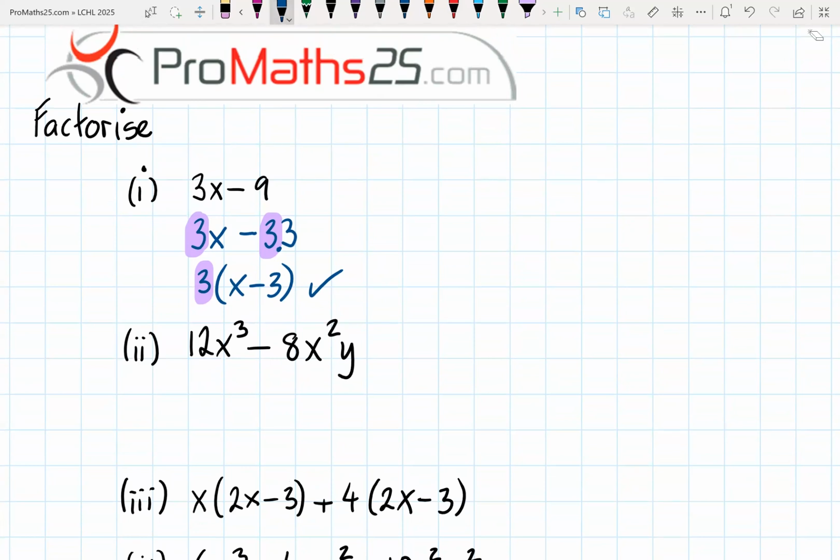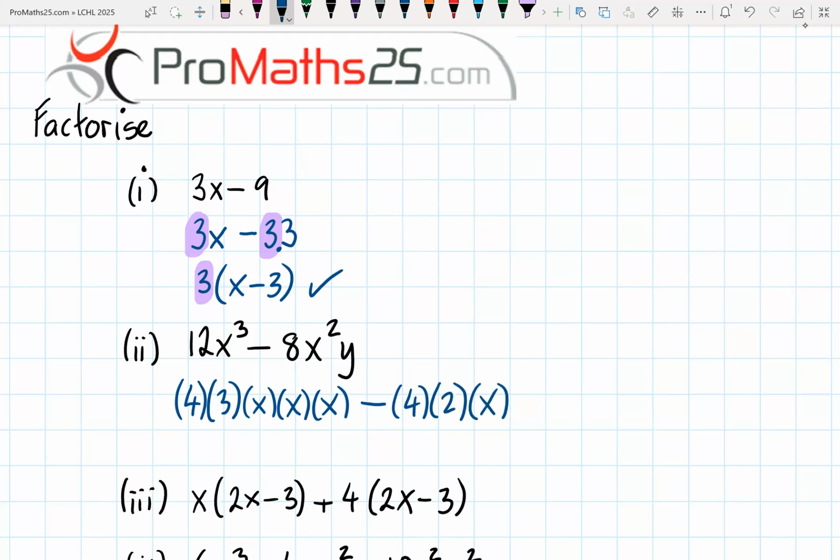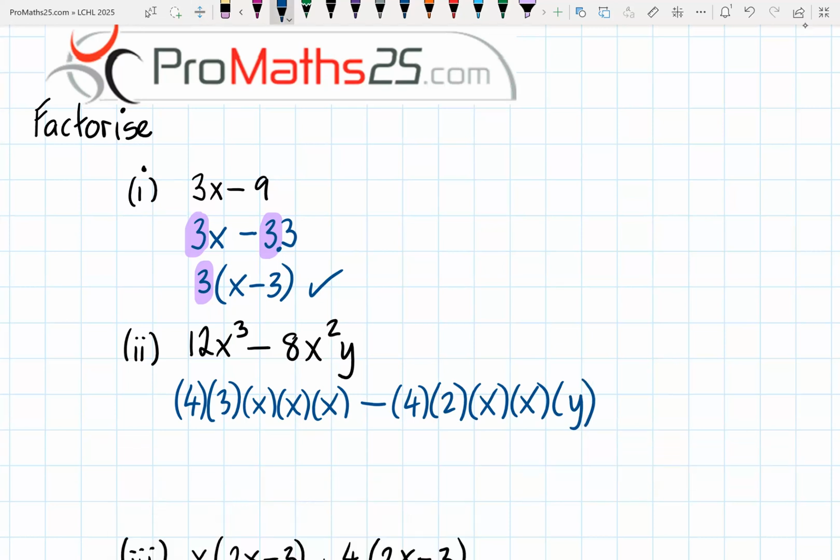When I look at 12 and 8, I say the number that divides into 12 and divides into 8 is 4. So I say 4 times 3, and x cubed there, look, is x by x by x. The number that divides into 12 and 8 again was 4 times 2, and x squared, look, is x by x, and then we have a y. So this is a long way to do it. I'm just doing the first one or two like this so that you understand exactly what we're doing.